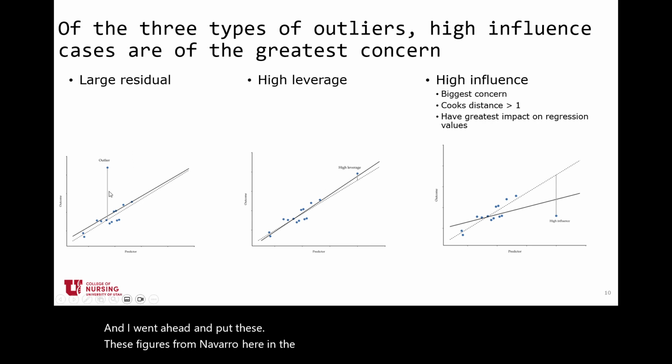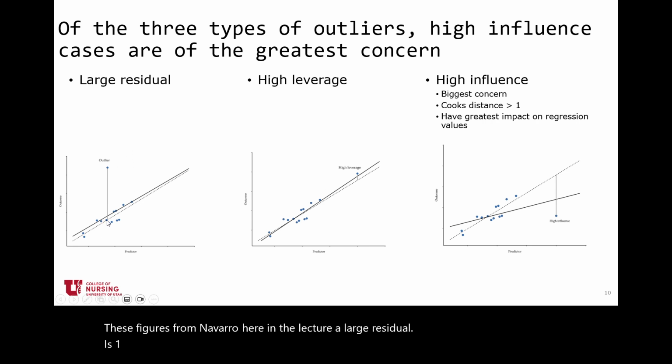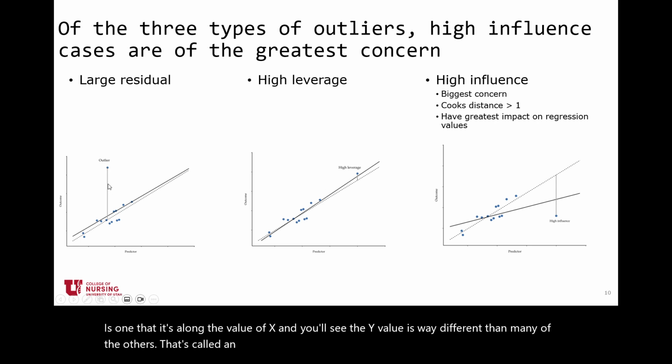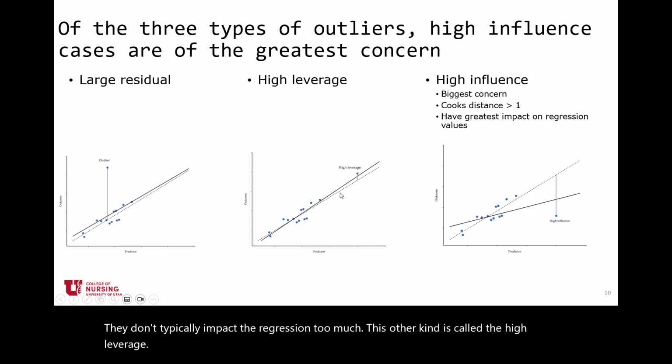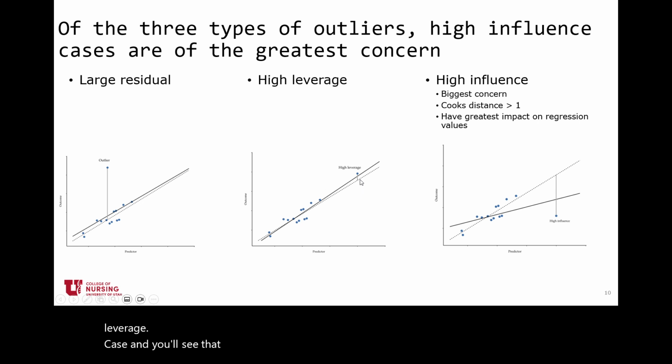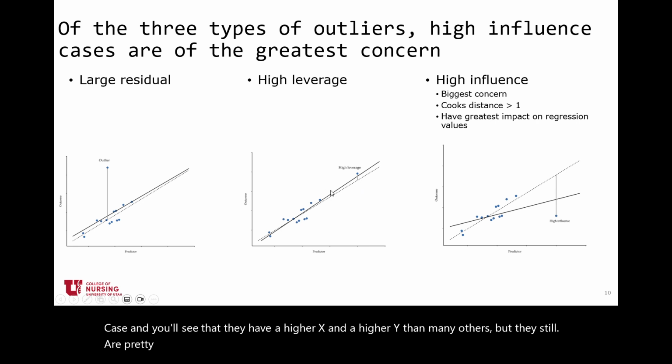A large residual is one where, along the value of x, you'll see the y value is way different than many of the others. That's called an outlier. And that is of some concern, but it's not hugely concerning. They don't typically impact the regression too much. This other kind is called a high leverage case, and you'll see that they have a higher x and a higher y than many others, but they still are pretty close to the regression line, and these have minimal impact on the regression results.